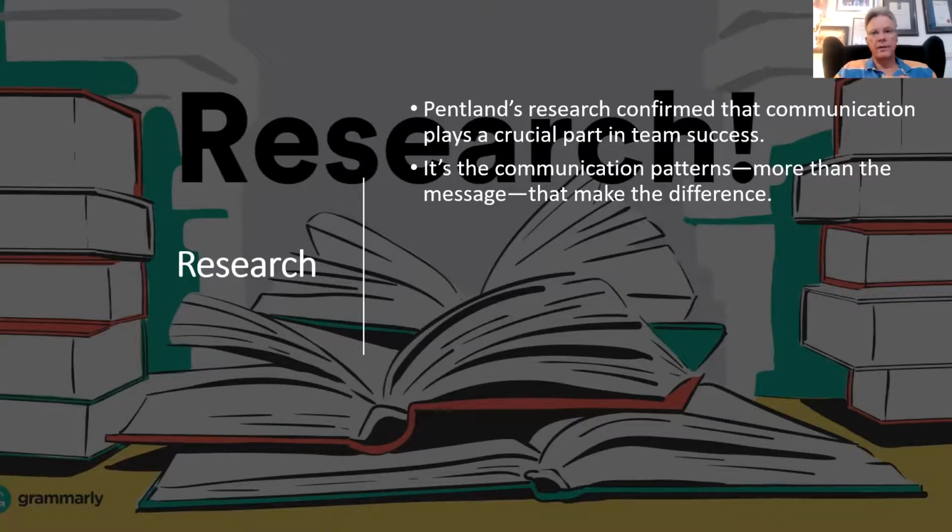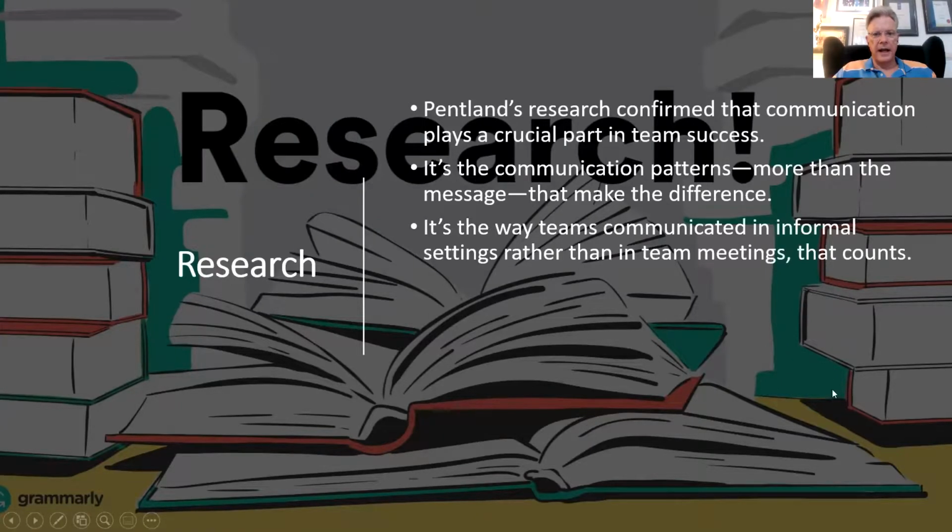What he found was that in high-performing teams, there was more communication between team members, and one or two members didn't dominate the conversations, which is very common, isn't it, in teams where you've got one or two people who dominate, and then perhaps one or two are just sitting back. And so that was interesting. It's the way the teams communicate, he found, in the informal situations, not in the team meetings.